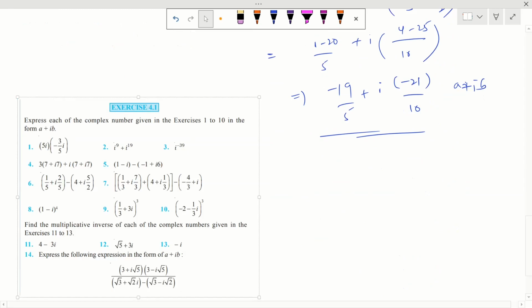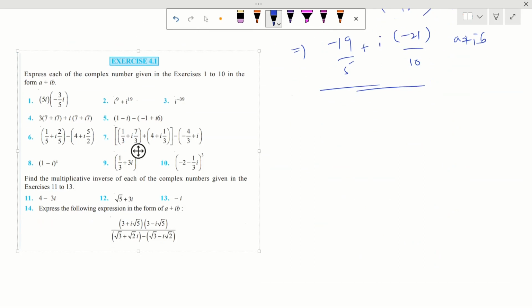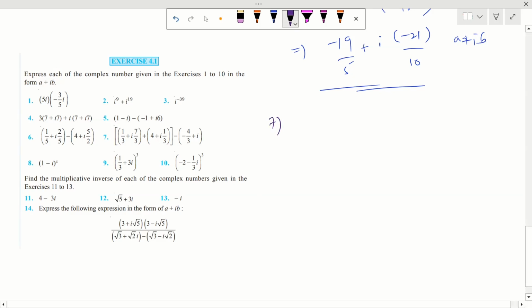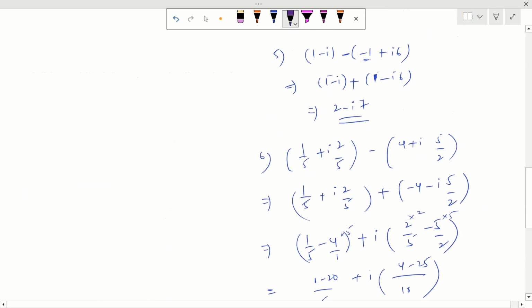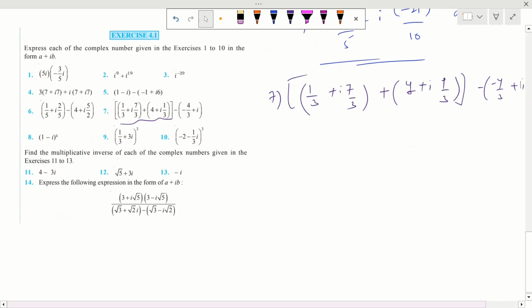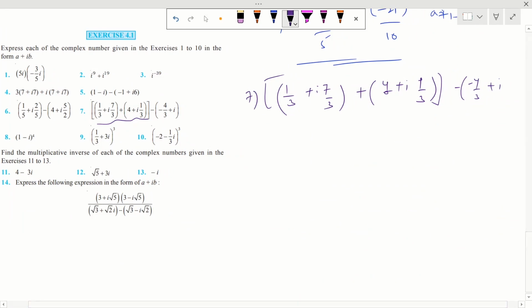If we solve the seventh one, the seventh one is also a subtraction. Okay, the seventh one has addition and subtraction both given. (1 by 3 plus i 7 by 3) plus (4 plus i 1 by 3). First we need to add these terms, and then finally we need to subtract this expression: minus (4 by 3 plus i).